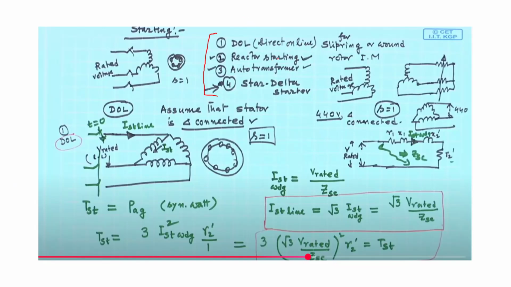Then there is something called as reactor starting. Then we will see auto transformer starting, and then star delta starter. Now in star delta starter, what we do is initially under normal operation, your machine will be connected in delta. Okay, and it will be running.